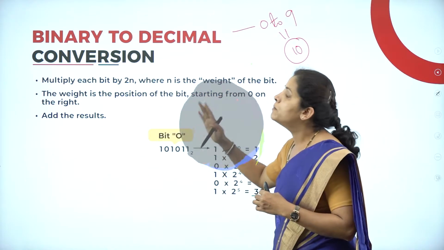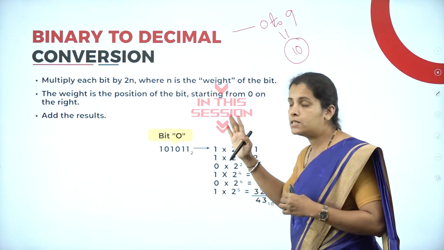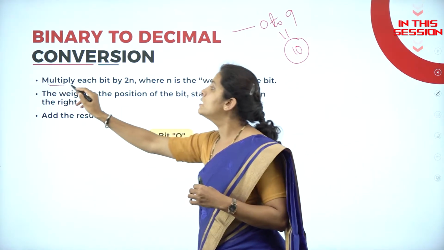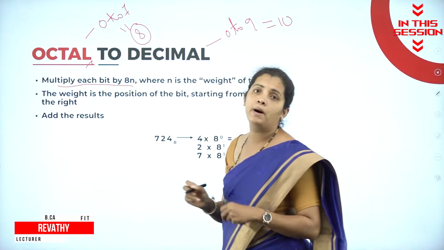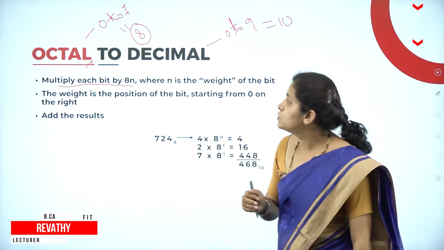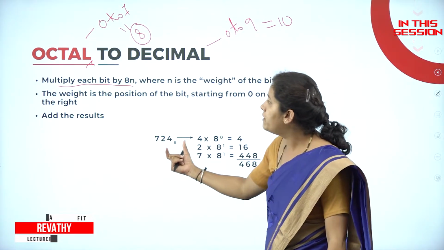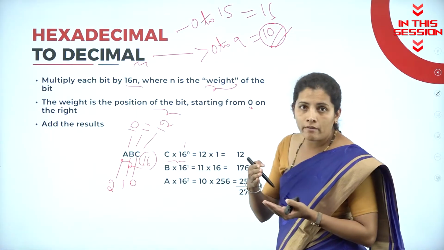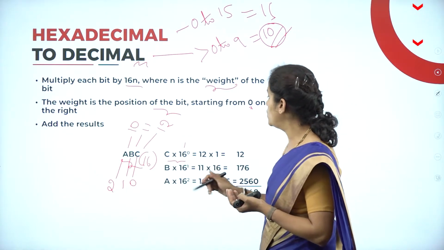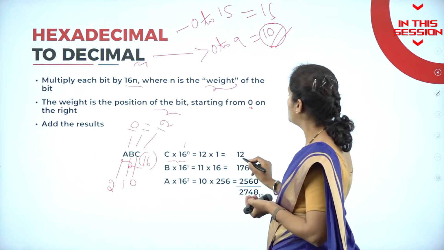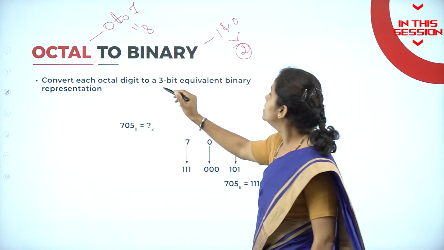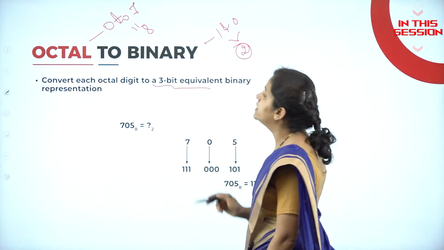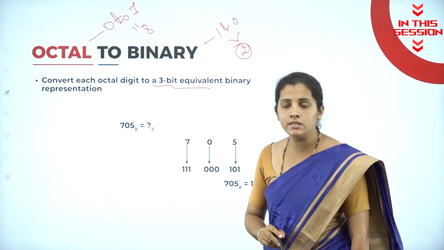To convert binary number to decimal, we are going to use multiplication. I'm going to multiply each bit by 8n. So now I have octal value 16 to the power 0 means 1. So 12 into 1, I'm going to get 12. Convert each octal digit to a 3-bit equivalent binary representation.